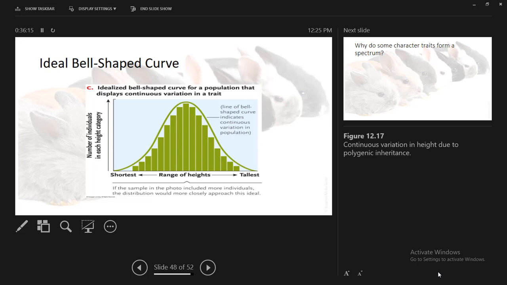And the question is, well, why does this happen? Why isn't it as simple as widow's peak, yes or no? Hitchhiker's thumb, yes or no? Right? Why isn't it that simple?